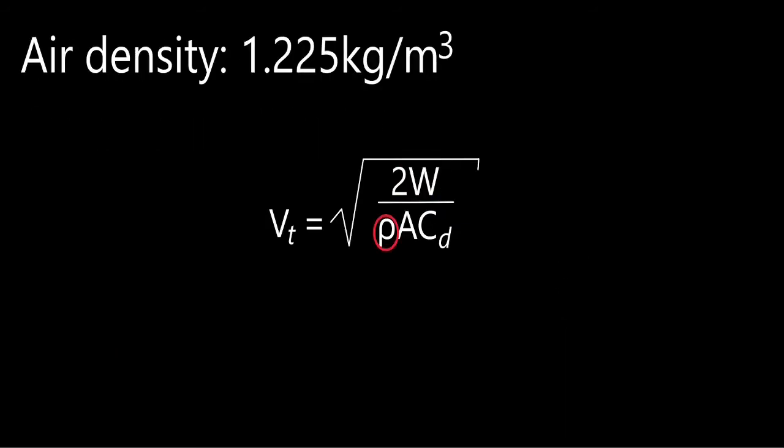Then we are assuming that our object is falling through air, and the air's density is already given with 1.225 kilograms per cubic meter. If you don't know how to calculate the density, I've already published a video addressing that.